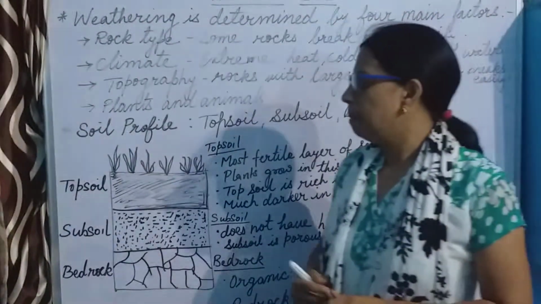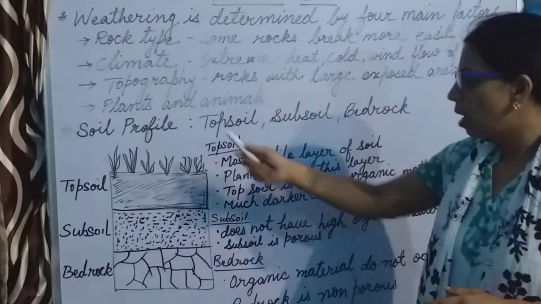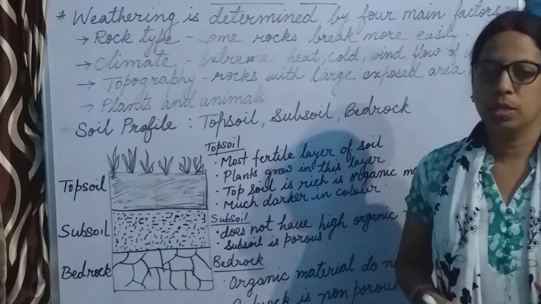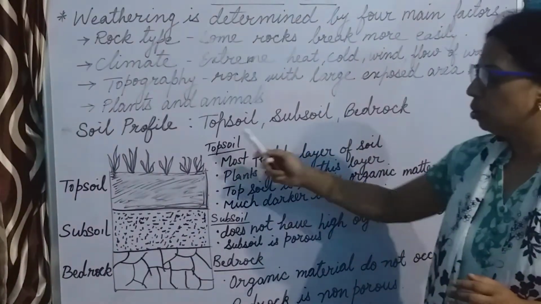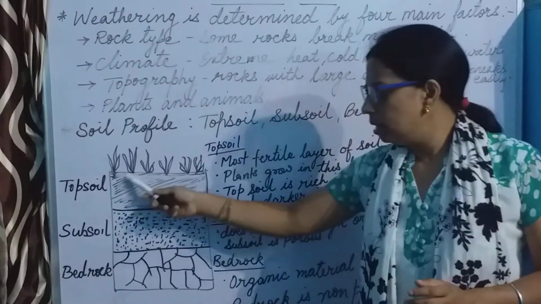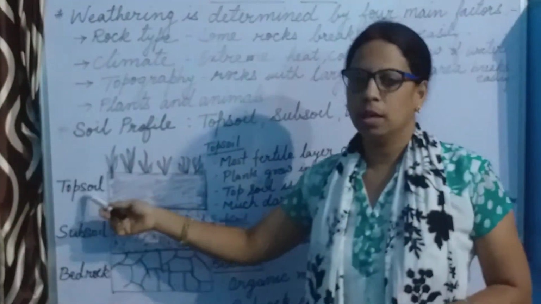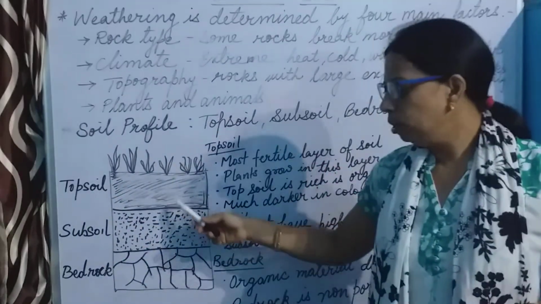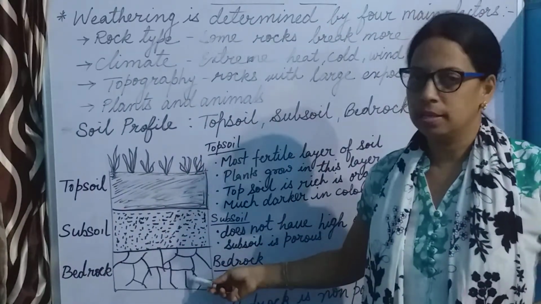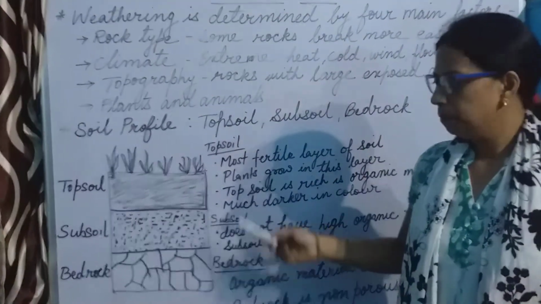Now let us study about soil profile. What is soil profile? This soil is categorized in 3 layers. Our soil, which we see on the land, basically has 3 layers. Here in the picture I have shown you these 3 layers of the soil. The topmost layer is called the topsoil. Below the topsoil lies the subsoil, and the bottommost layer is the bedrock. Now one by one we will look at them.